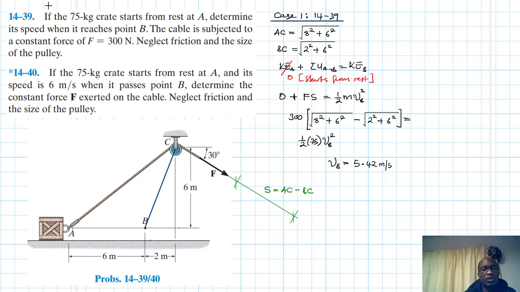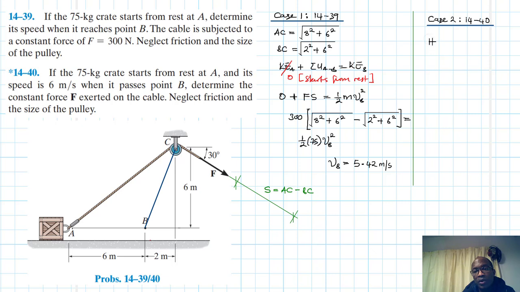Then let's go to case number 2. Let's just create a boundary there like this. Let's go to case 2. So we have case 2 there, which is 14-40. Right. Of course, in the second case, we have been asked to determine the constant force. So there we go.